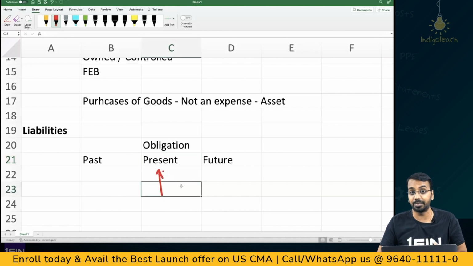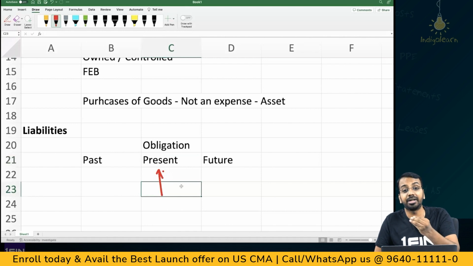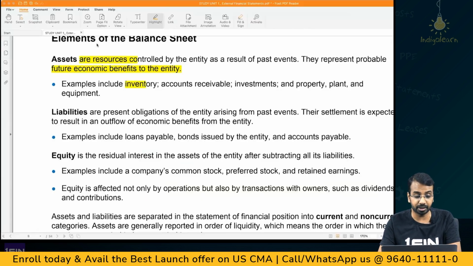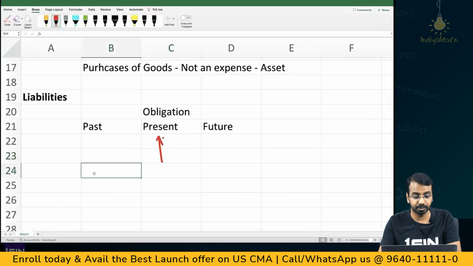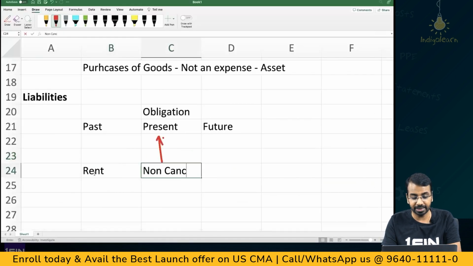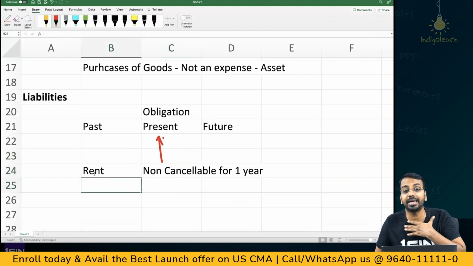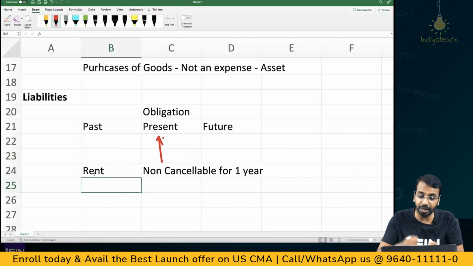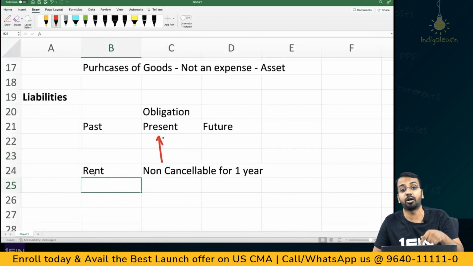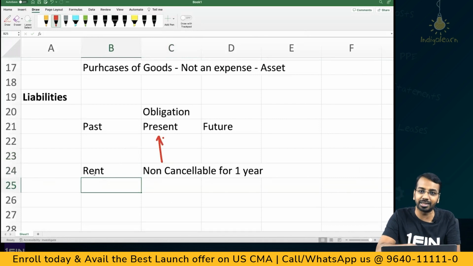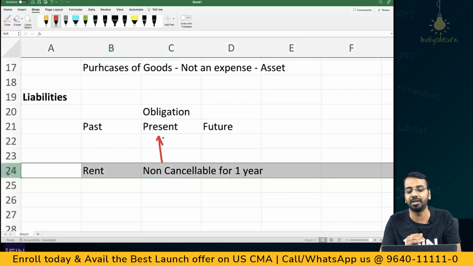Now sometimes what happens is, I have entered into, let us say, this lease contract, rent agreement, non-cancelable for 1 year. Means what? For 1 year, I cannot cancel. So if I cannot cancel this lease agreement for 1 year, then the 1 year portion becomes my liability because I have an obligation. If I vacate it today, I have to pay the rent. So there is an obligation. Now, the accounting part of this, we will understand in leases, especially aspects related to rent.